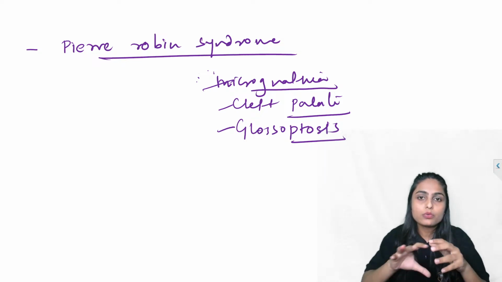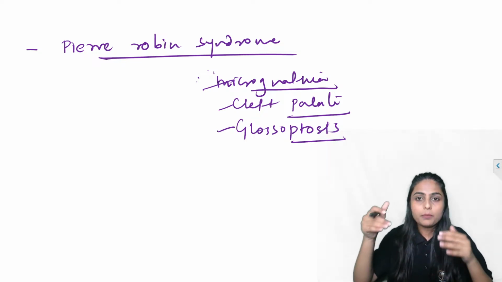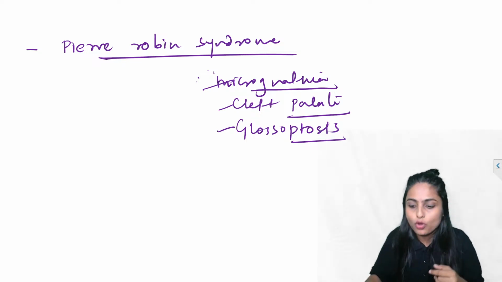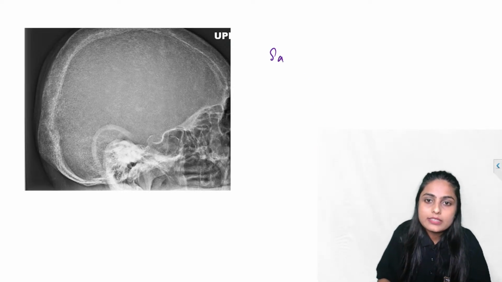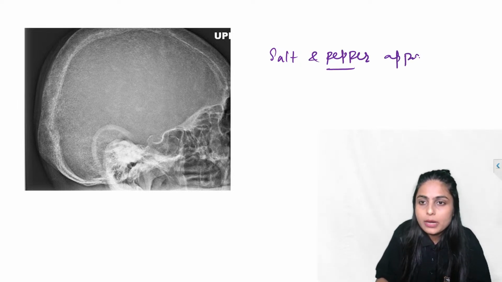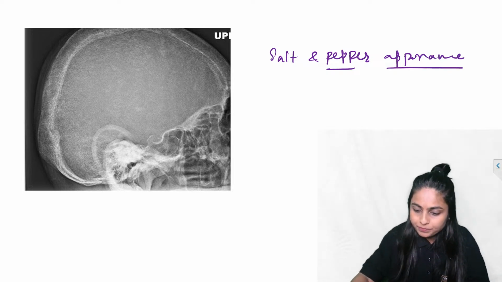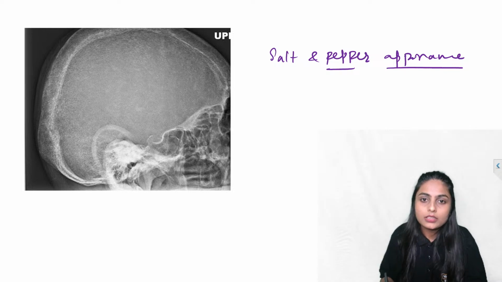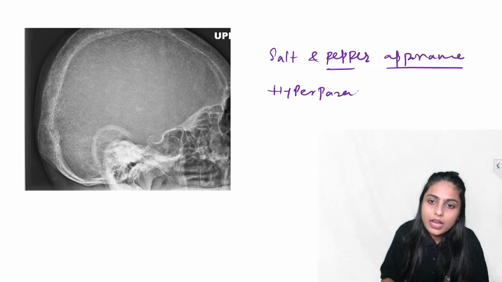Now I am going to show you some skull appearances seen in systemic conditions. You can just answer in the chat box. We can quickly revise these topics. First is this appearance. We call this a salt and pepper appearance. Come on, answer. Salt and pepper appearance is seen in which condition? Hyperparathyroidism.